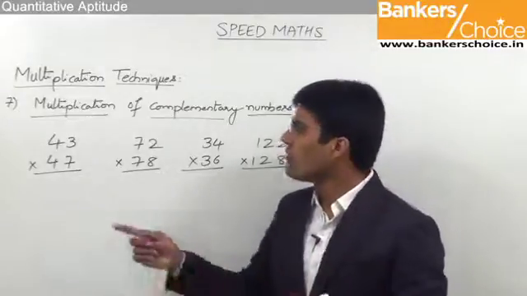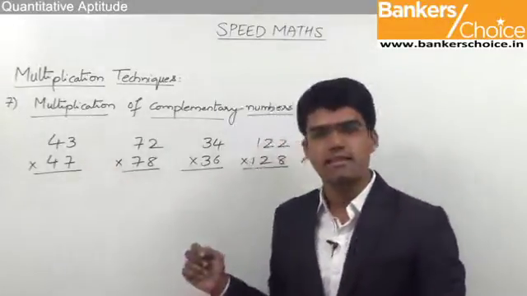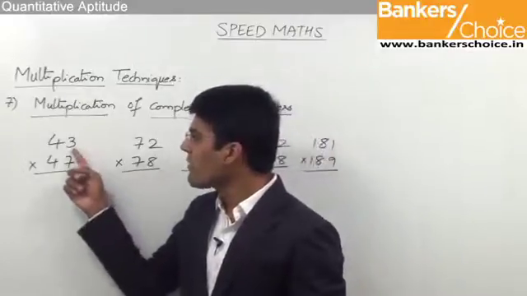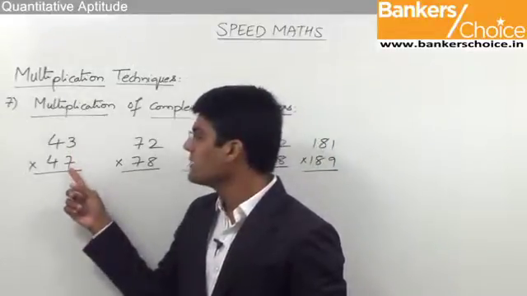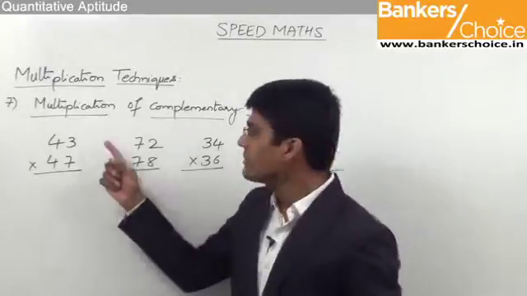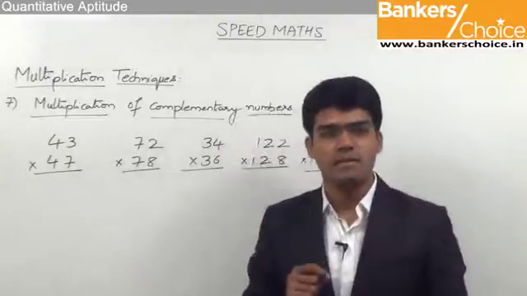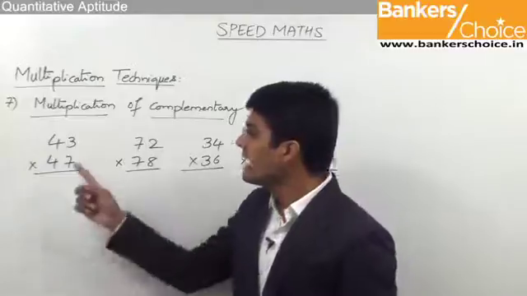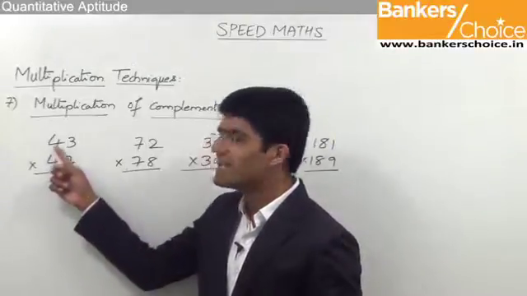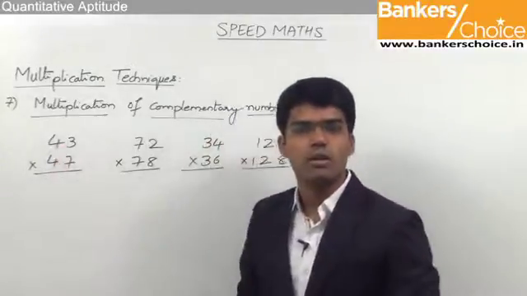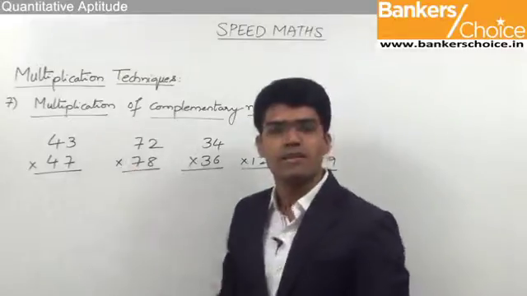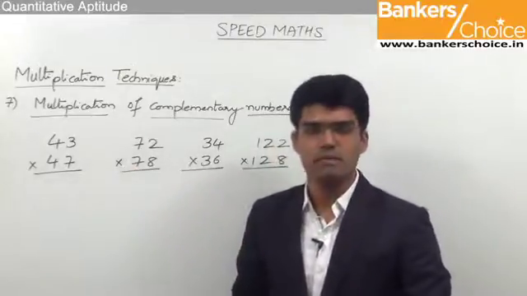For example, 43 and 47. As you can see here, the units place of the first number is 3 and the units place of the second number is 7. 3 plus 7 is equal to 10. So units place add up to 10 and the remaining number, that is 4 and 4, tens place 4 and 4 are equal. So these 43 and 47 here are referred to as complementary numbers.